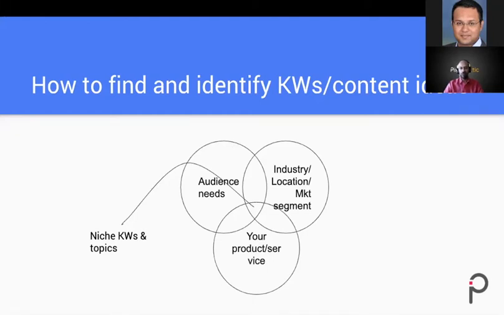Then you have your own products and services. Right? What does that cover? What is the scope of it? Right? And so list all of that down. And then if you look at a combination of all these three, you end up with niche keywords and niche topics. And what's good about niche keywords and niche topics?